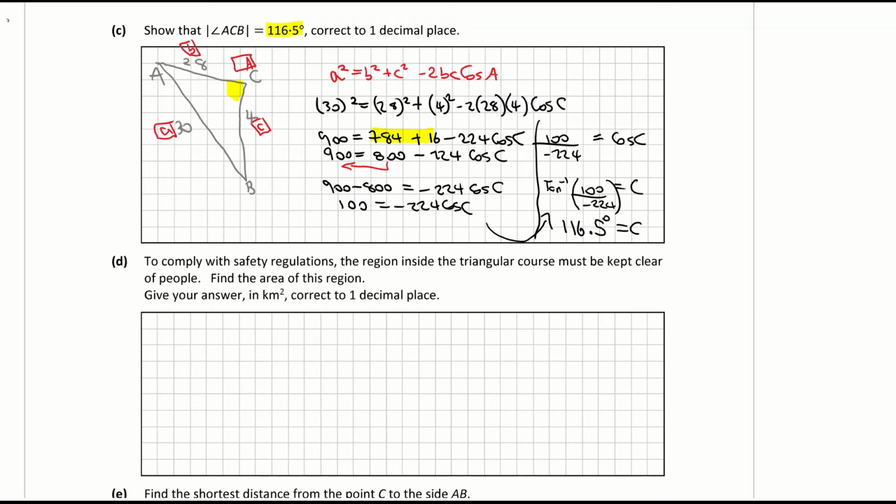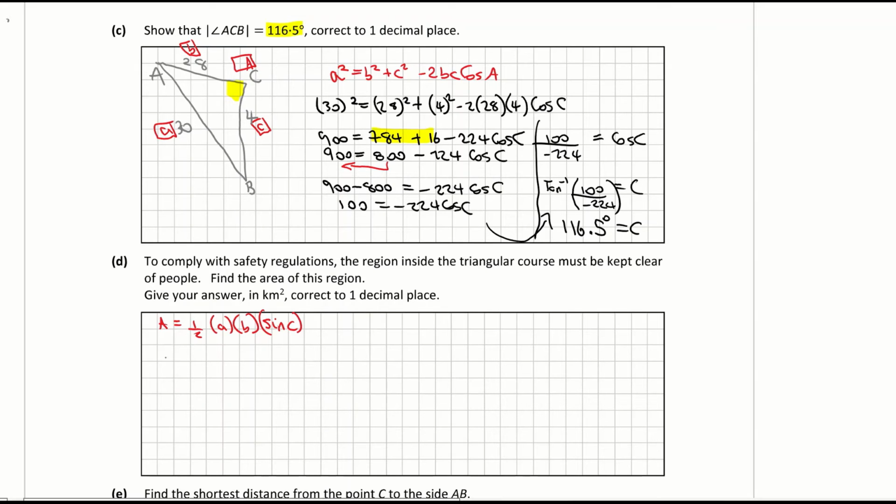Looking at D, to comply with safety regulations, the region inside the triangle must be kept clear of people. Find the area of this region. So we're looking basically for the area of a triangle. We don't know the perpendicular height of this triangle, so I can't use half the base by the perpendicular height. So the formula I'm going to use here is area of triangle as half ab sine C. Again, from our log tables, the area of a triangle when we know one of the angles.